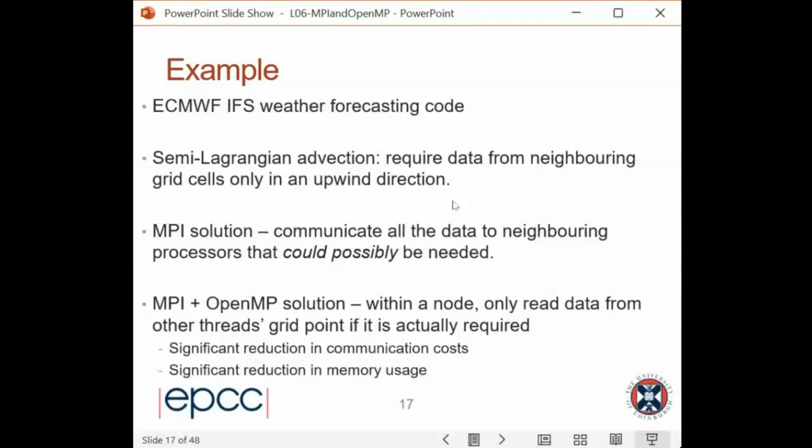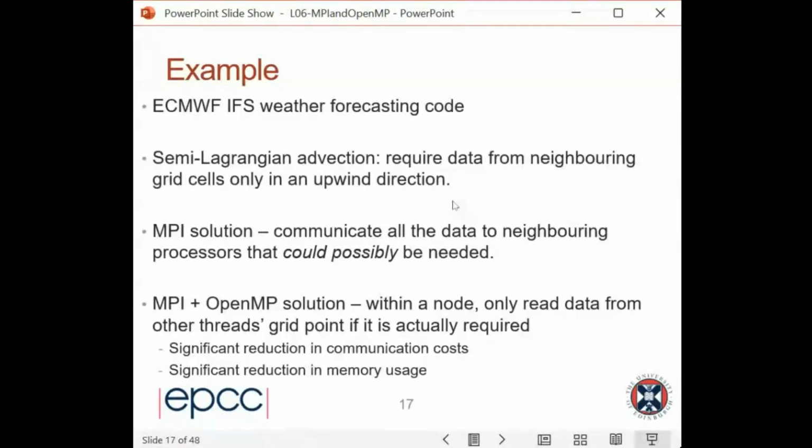So the example is from the European Centre for Medium-Range Weather Forecasting. They have a model called the IFS, Integrated Forecasting System, I think it stands for, and basically they have something called semi-Lagrangian advection. I mean, basically, if you're simulating the weather over a region of the United Kingdom, then you only need... there's a wind blowing.